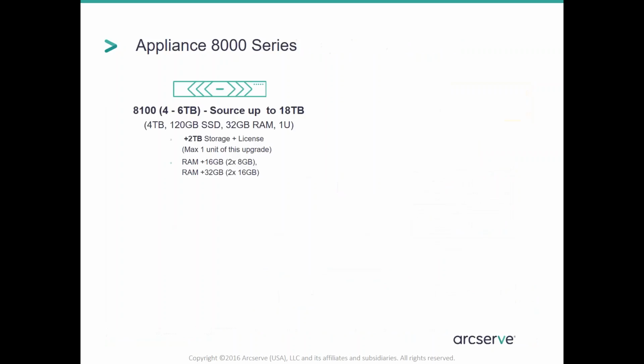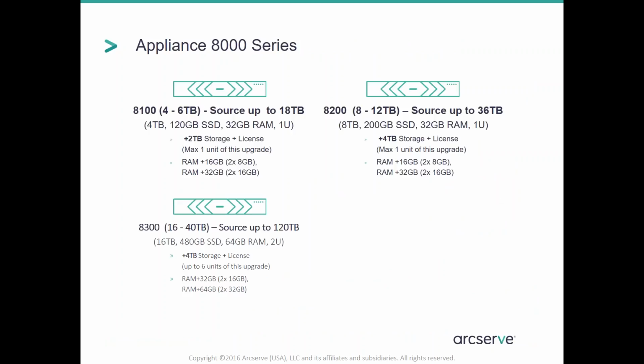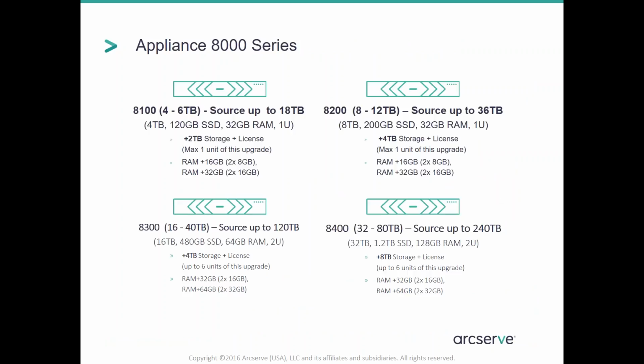Now in the appliance we basically have 4 models. The 8100 comes with 4 terabytes of onboard storage which can be expanded up to 6 terabytes. The 8200 has 8 terabytes which can be expanded up to 12 terabytes. The 8300 has 16 terabytes which can be expanded up to 40 terabytes, and the 8400 is our largest appliance which comes with 32 terabytes of storage and can be expanded up to 80 terabytes of disk. You'll also notice that we can expand the RAM.